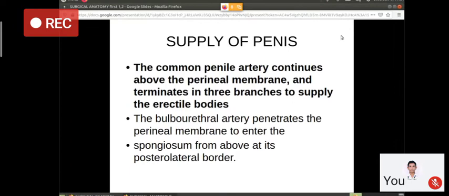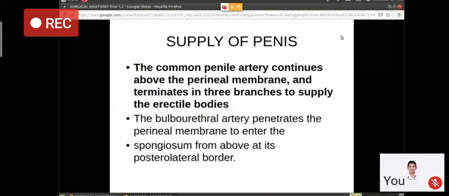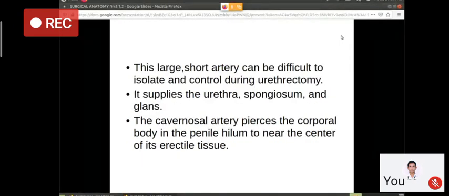Then comes the vascular supply of the penis. The common penile artery continues above the perineal membrane and terminates in three branches to supply the erectile bodies. The bulbourethral artery penetrates the perineal membrane to enter the spongiosum from above at its posterior lateral border. This large short artery can be difficult to isolate and control during urethrectomy. It supplies the urethra, spongiosum, and the glans.